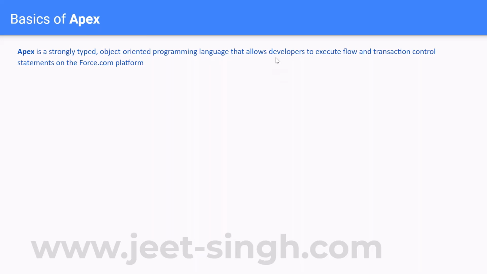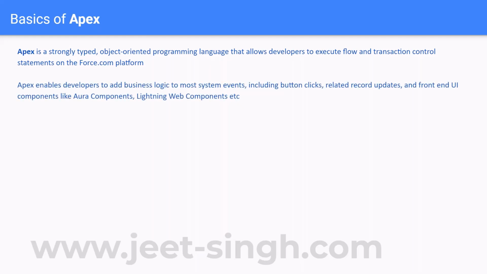And what is the purpose of this language? It allows developers to execute flow and transaction control statements on the Force.com platform. So it will basically give you the option to execute your transaction control statements and flows. That is what Apex is. It enables developers to add business logic to most system events. So what will it do? It will basically let you put business logics. As I said, now you can write your own program to control the logics.